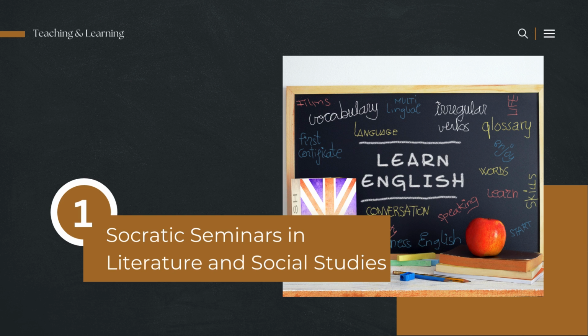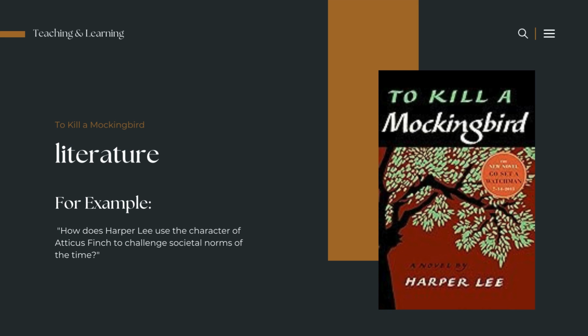1. Socratic seminars in literature and social studies. For example, in a high school literature class, maybe you're studying To Kill a Mockingbird. You could use the Socratic seminar method where students engage in a group discussion based upon open-ended questions. You might ask a question like, how does Harper Lee use the character of Atticus Finch to challenge societal norms?